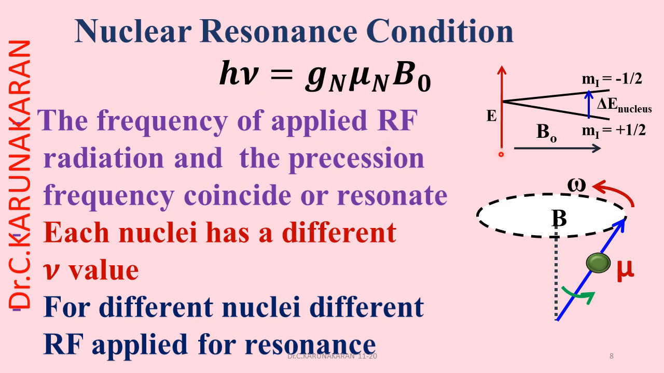When the frequency of the applied radio frequency radiation matches the energy gap, or the precession frequency of the nuclear magnetic moment about the applied magnetic field, then the resonance condition is satisfied. Each nucleus has a different nu value, because each nucleus has its own nuclear g factor Gn and nuclear magneton. Similarly for ESR also.